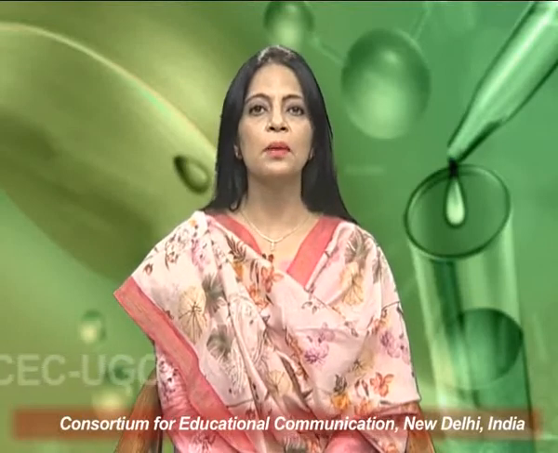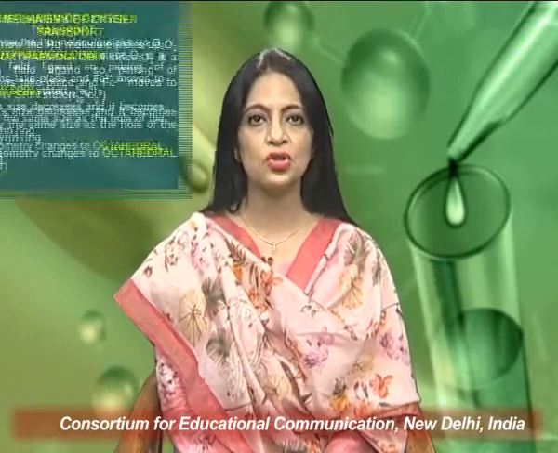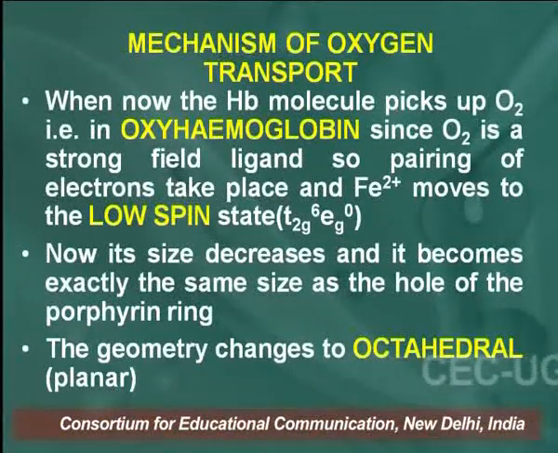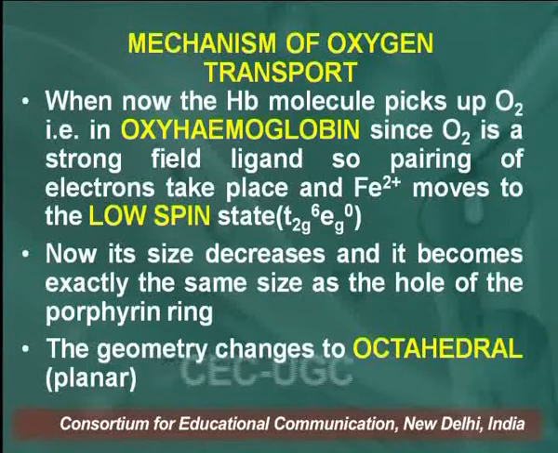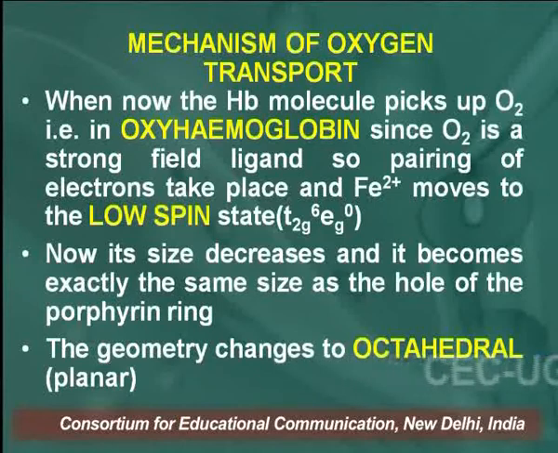Now when the hemoglobin molecule picks up oxygen, it becomes oxyhemoglobin, and oxygen is a strong field ligand, so the pairing of electrons takes place and the ferrous ion moves into the low spin state. In the absence of the oxygen ligand, as we had discussed in the last session, ferrous ions are in the high spin state, wherein the configuration is t2g4 eg2. But in the low spin state, since all electrons get paired up, the configuration of iron 2 plus, or the ferrous ion in hemoglobin, becomes t2g6 eg0.